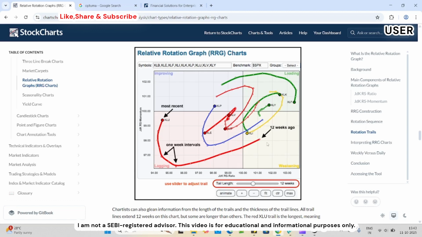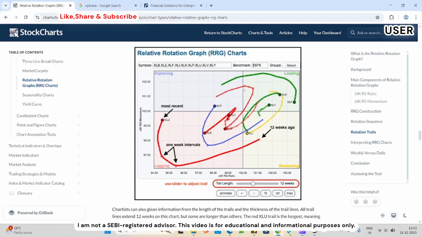And also you can see from the weakening section, this blue line entered the lagging section. From the lagging section again it entered the improving section. That means this stock is slowly, gradually improving. So from here to here, if it is entering, then you should be taking some decision.